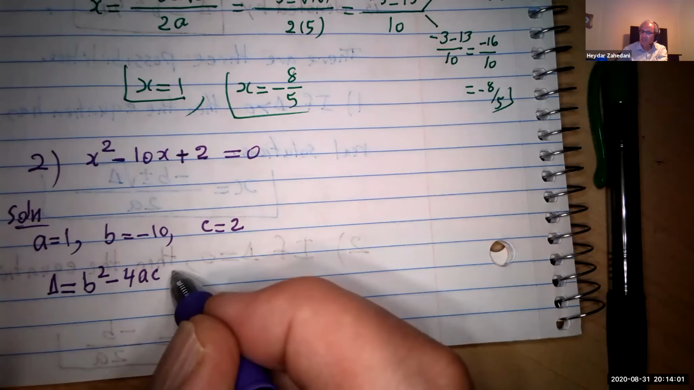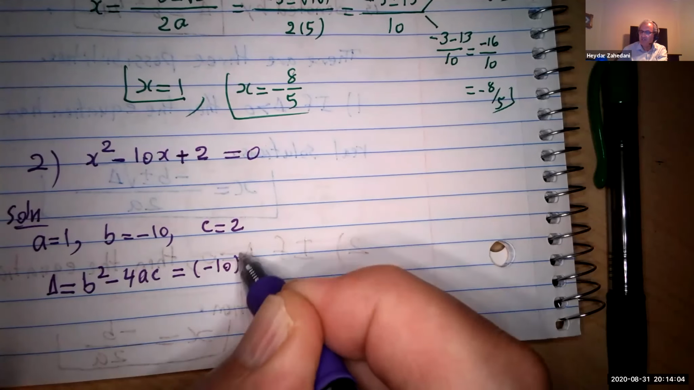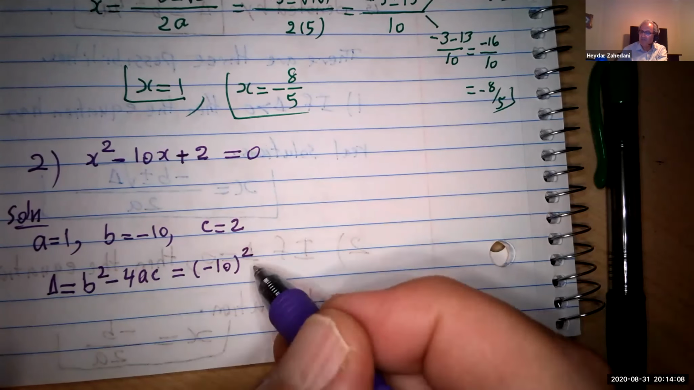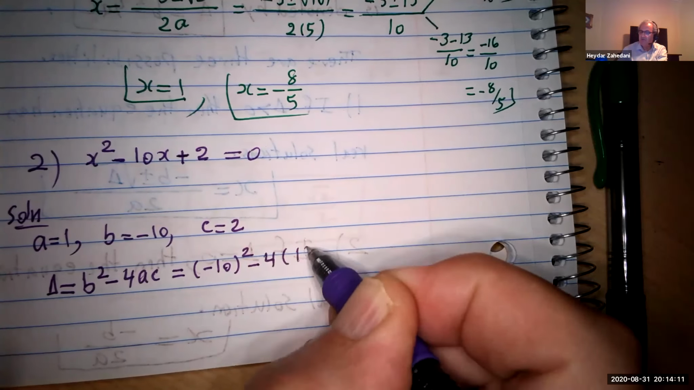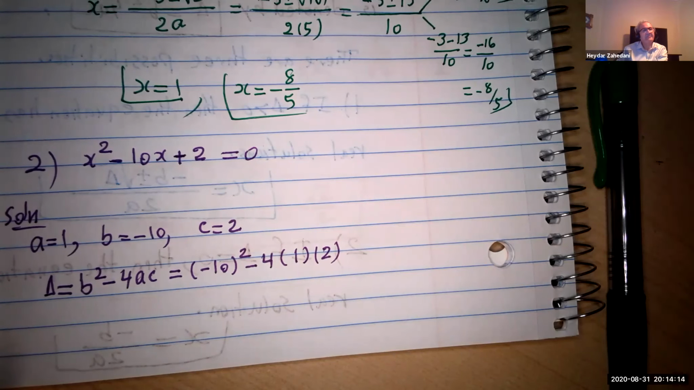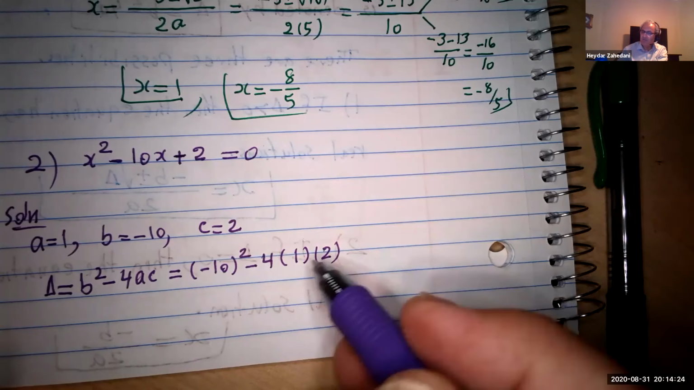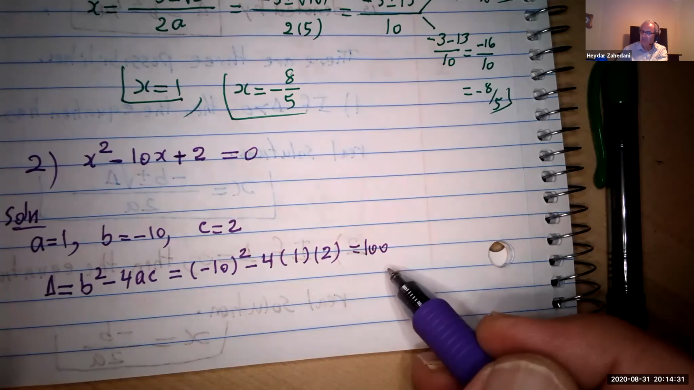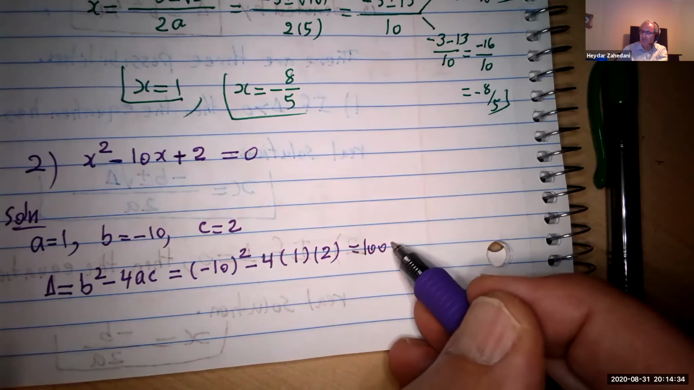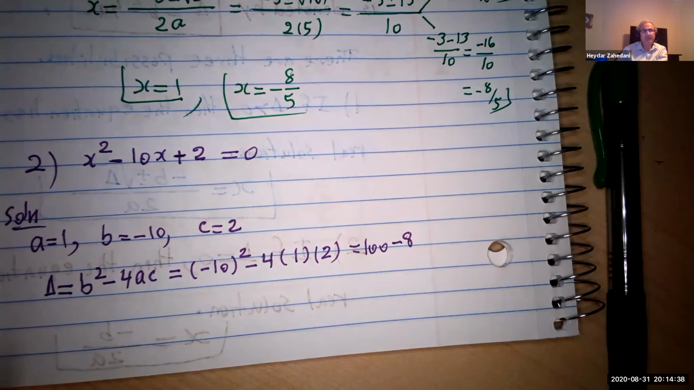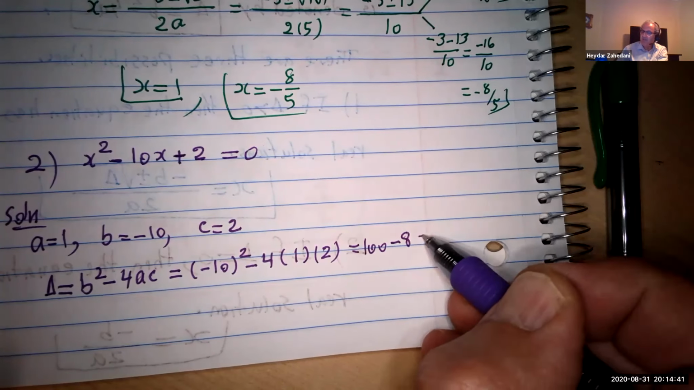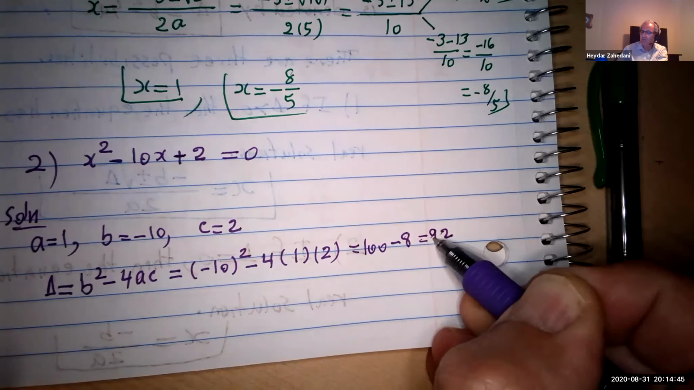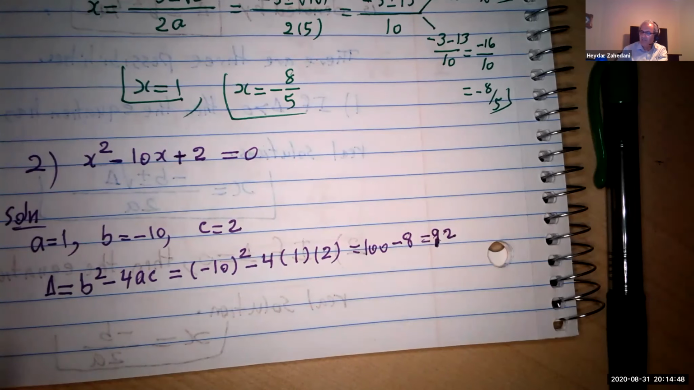So it's going to be b squared, which is going to be negative 10 squared, minus 4ac, minus 4 times a. a is 1, c is 2. Okay, so 10 squared would be 100, a positive 100, and 4 times 2 would be 8. That gives you a negative 8, and then you subtract it, that gives you 92. Okay, that gives me 92.